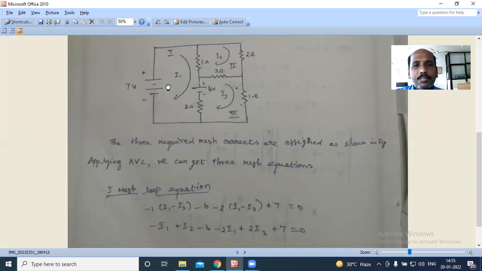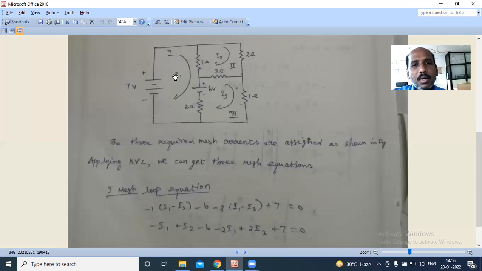For example, the 7 volt battery. How can I know whether it is supplying or getting charged? Getting charged means it is considered as a load, and we should give a negative sign for that. How to find out? That is by using our assumed current direction. We assumed this current direction, the mesh current direction I1. This is the assumed mesh current direction here. I assumed it in the clockwise direction.